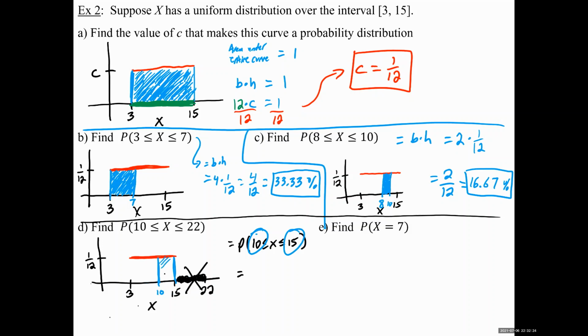Make sure you're shading all these areas. It's a rectangle again. So the area of a rectangle is base times height again. What's the base in this problem? 5. Okay, and then the height? 1 over 12. And again, you can just leave the answer as 5 over 12. But I'm going to write it as a percent. It's 41.67% if you do that on the calculator. And that's part D. Any questions?